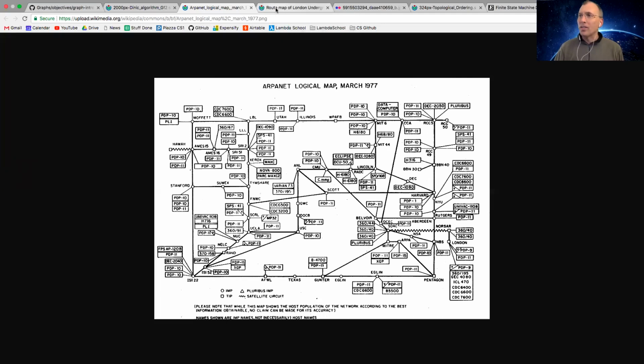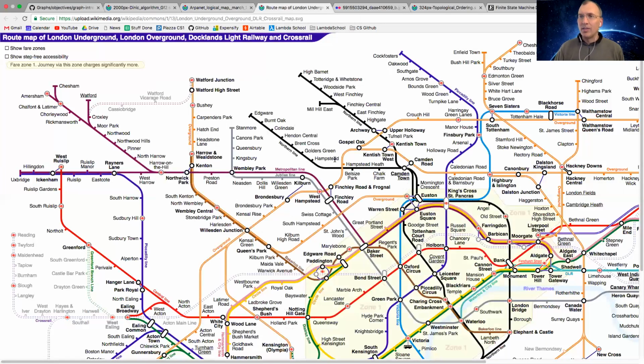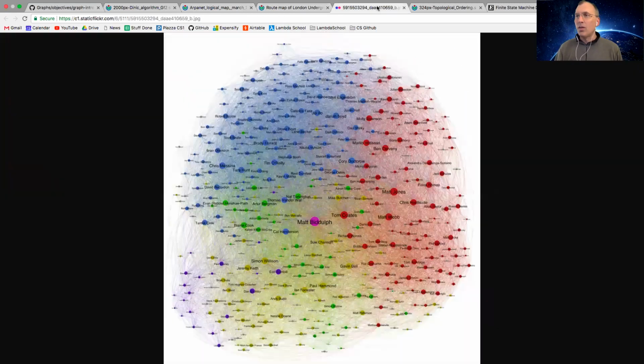So what else do we have? Here's another example of a graph. This is the London Underground map. We have nodes here, and we have edges connecting the nodes. If you wanted to get from one place to another in London, you would look at the vert that you were at and the vert that you were going to, and you would follow the edge connections to get to wherever it is you wanted to go.